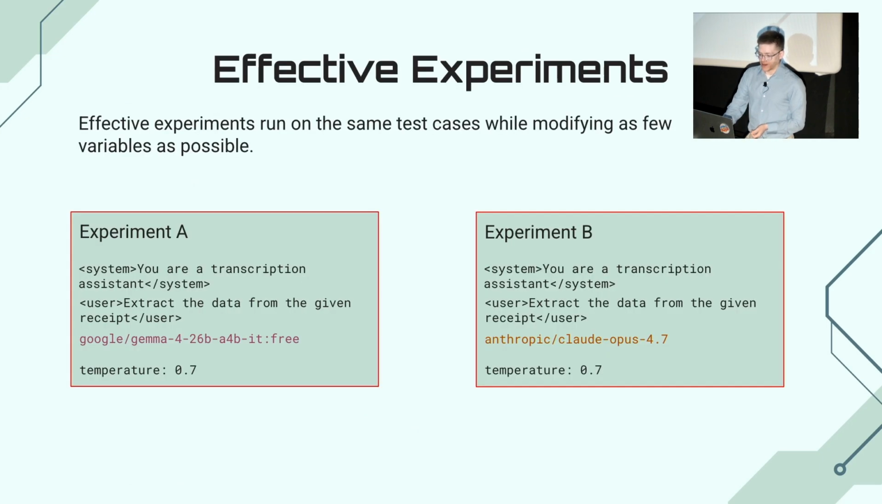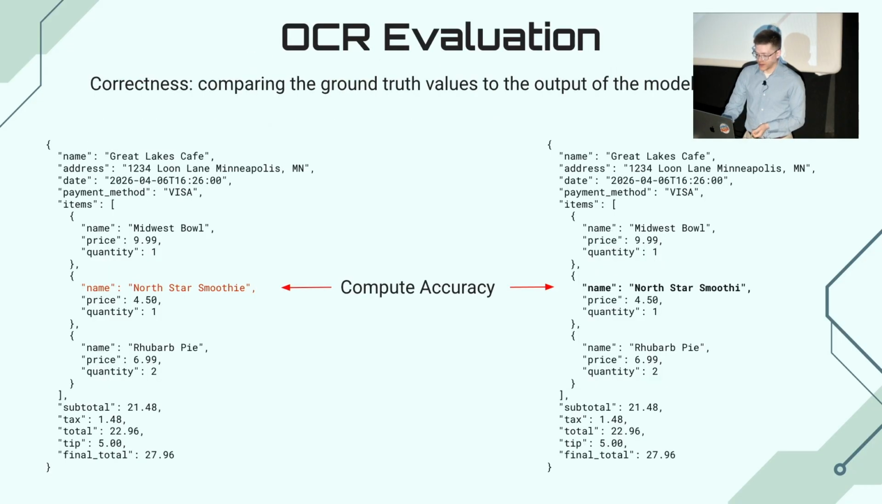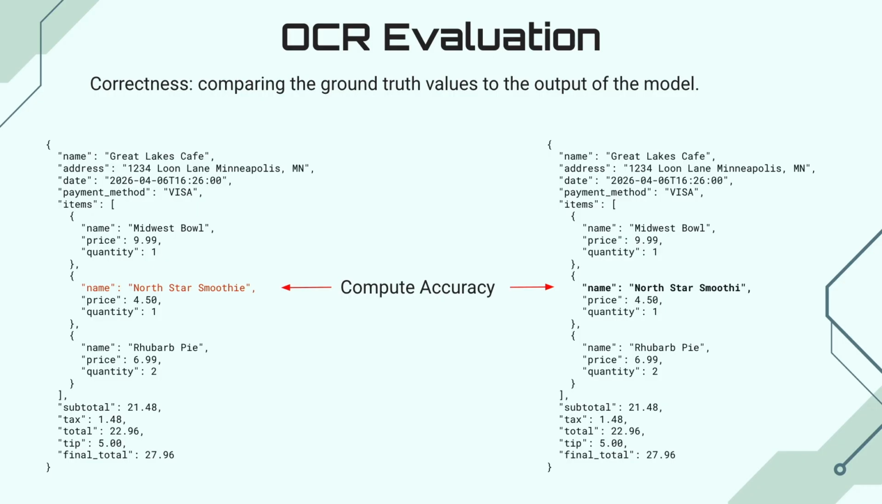When you're defining effective experiments, you should be modifying as few variables as possible to make sure that your experiment is meaningful and you can actually draw conclusions from it. So you could choose two different models with the same prompt, the same model parameters and sampling parameters, and say which model is actually better to use for this specific use case. Then you would run both experiments against the many test cases you have and get your evaluation results. So in terms of evaluation with OCR, the main starting point is correctness.